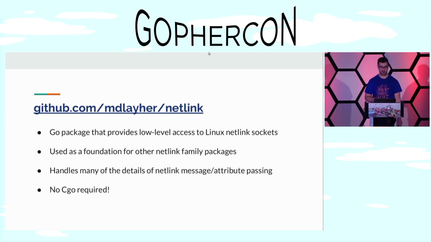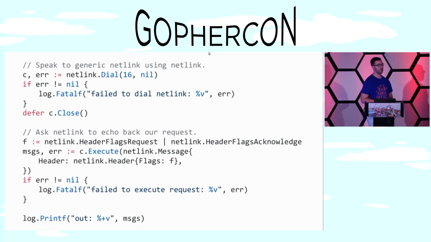Compilation is a breeze. So as an example, let's say we want to speak to generic Netlink using package Netlink. We call Netlink dial and get a Netlink con. We can defer closing it until the end of our program. And we're going to send a request to Netlink with a couple of flags. Request, so that the kernel knows we're trying to do something, and acknowledge, so in this case it will echo our request back to us. We fill in the header as appropriate, and we call execute. And execute is just a shorthand for sending a message, receiving a message, and then doing a little bit of validation on the sequence numbers and a couple of other things. Finally, we can print the messages to the screen.